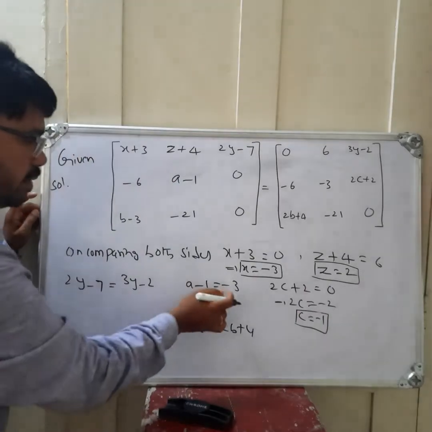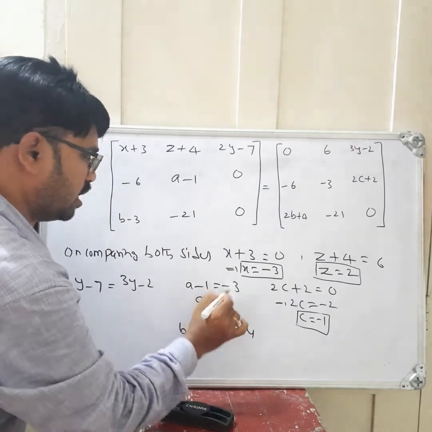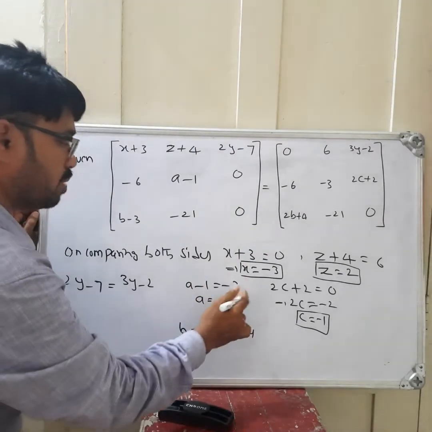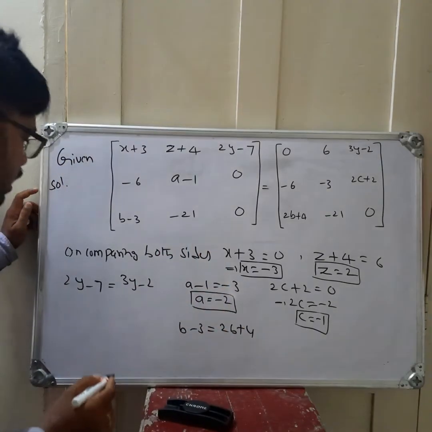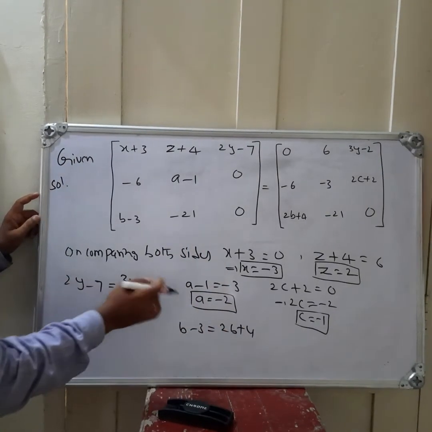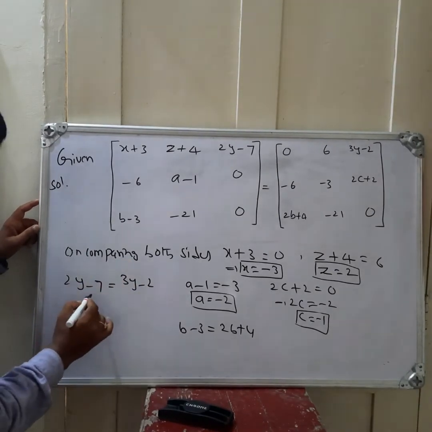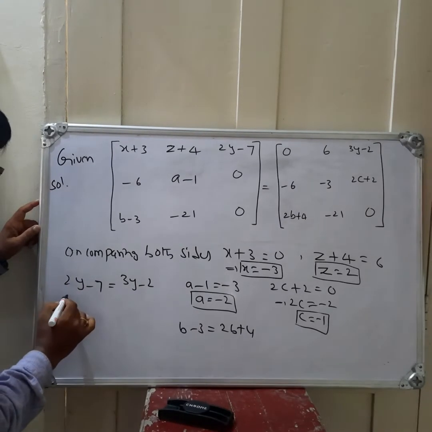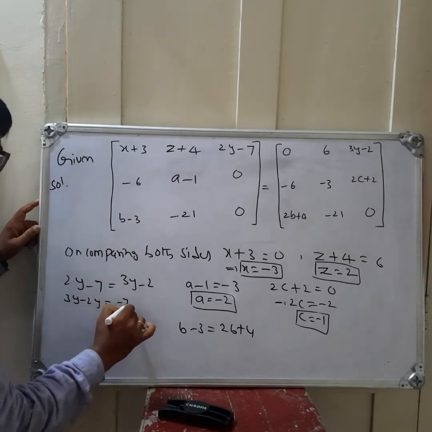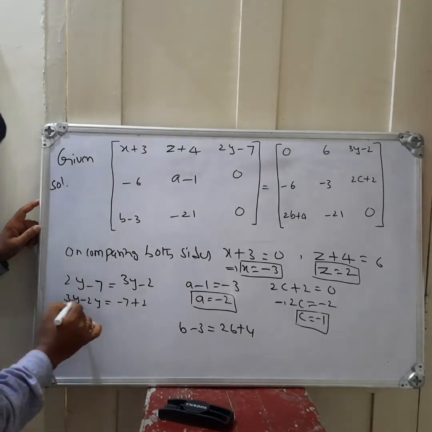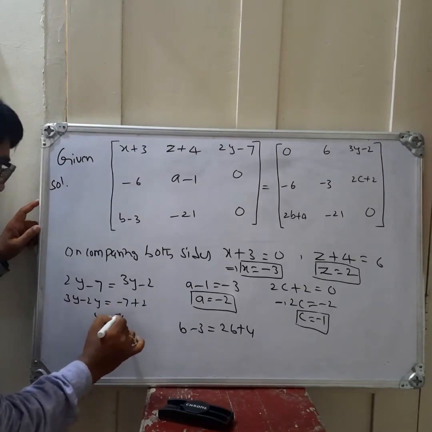Here a minus 1 equals minus 3. Send minus 1 to that side. Then the value equals minus 3 plus 1, which is minus 2. And here 2y minus 7 equals 3y minus 2. Send 2y to that side and send minus 7 to this side, then we get 3y minus 2y is equal to minus 2 plus... the value minus 7 plus 2. 3y minus 2y is y, and minus 7 plus 2 means the value is minus 5.